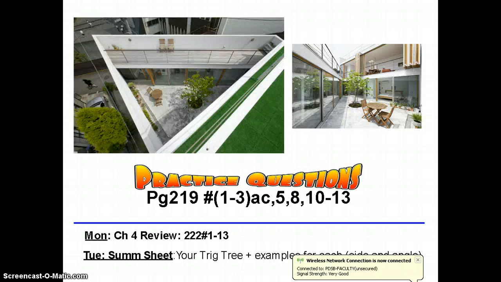And here's the triangular garden I found for you. So in case you thought there were no triangular gardens, at least there's one. I don't know which country this is from. But these are the questions you're going to be working on in class.